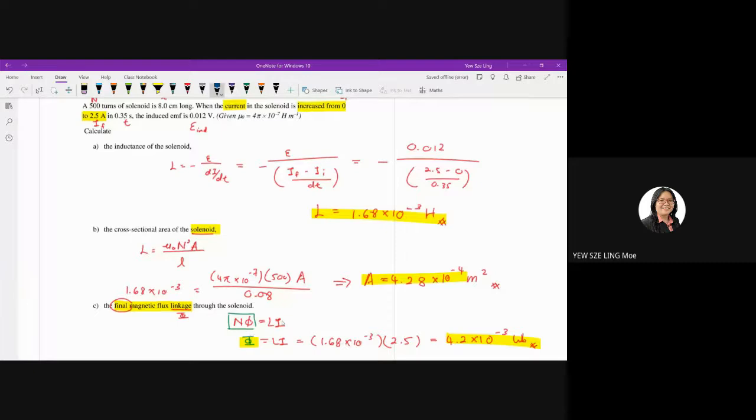Usually students do go wrong here. Okay, students usually calculate flux equals Li over N. This is wrong. This is for magnetic flux. If the question asks you to calculate magnetic flux, then you use this one. But if the question is asking for flux linkage, then remember, this is the equation. Okay, so this is linkage.